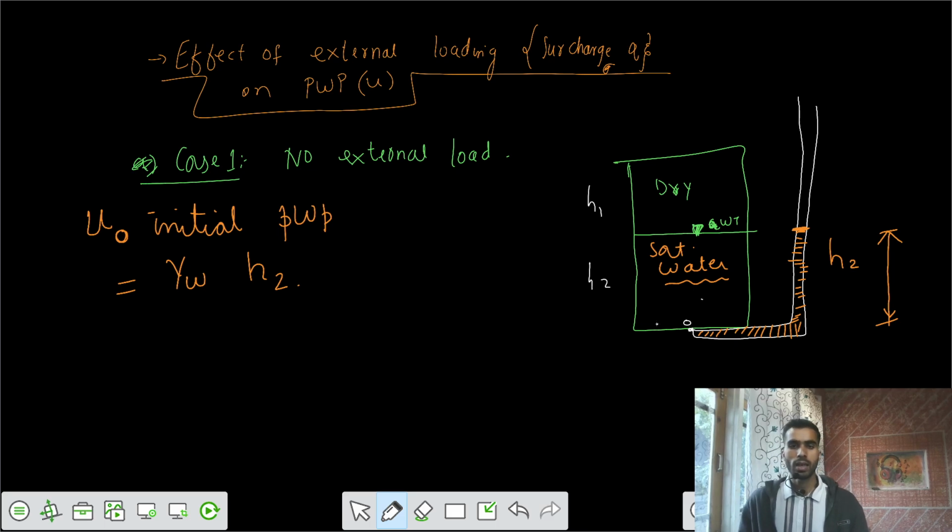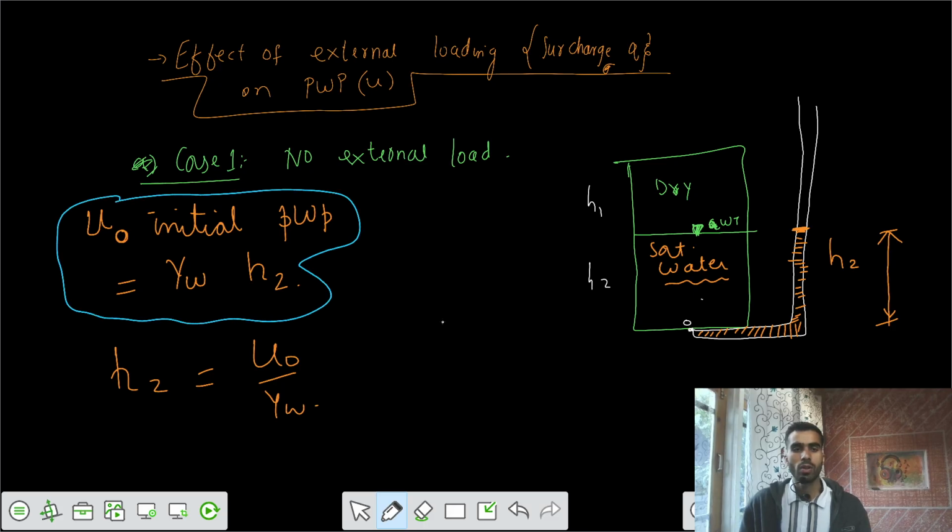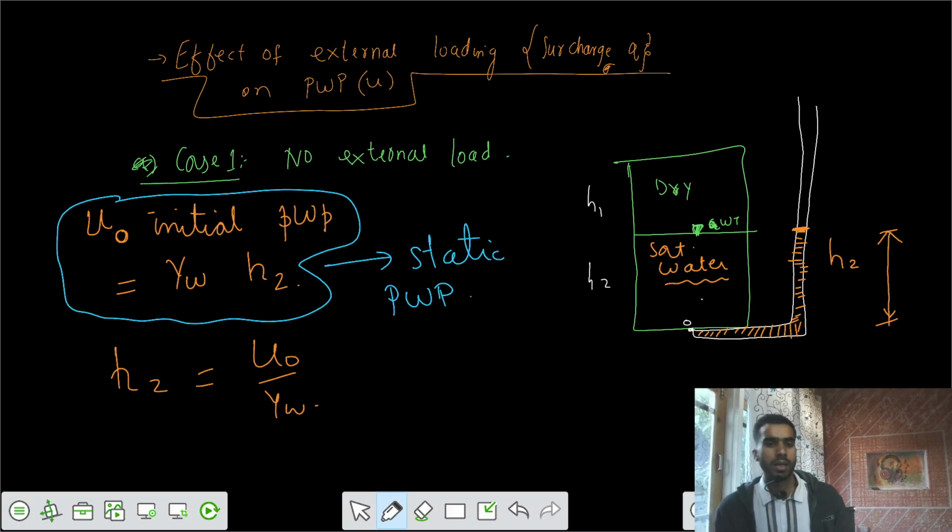So the height of rise is actually U naught by gamma W. That is the height of rise of the liquid in the piezometer. U naught is the initial pore water pressure, and we also call it the static pore water pressure. This is the static pore water pressure for your soil mass at that particular section, section O. So this is your U naught, the initial pore water pressure at point O.